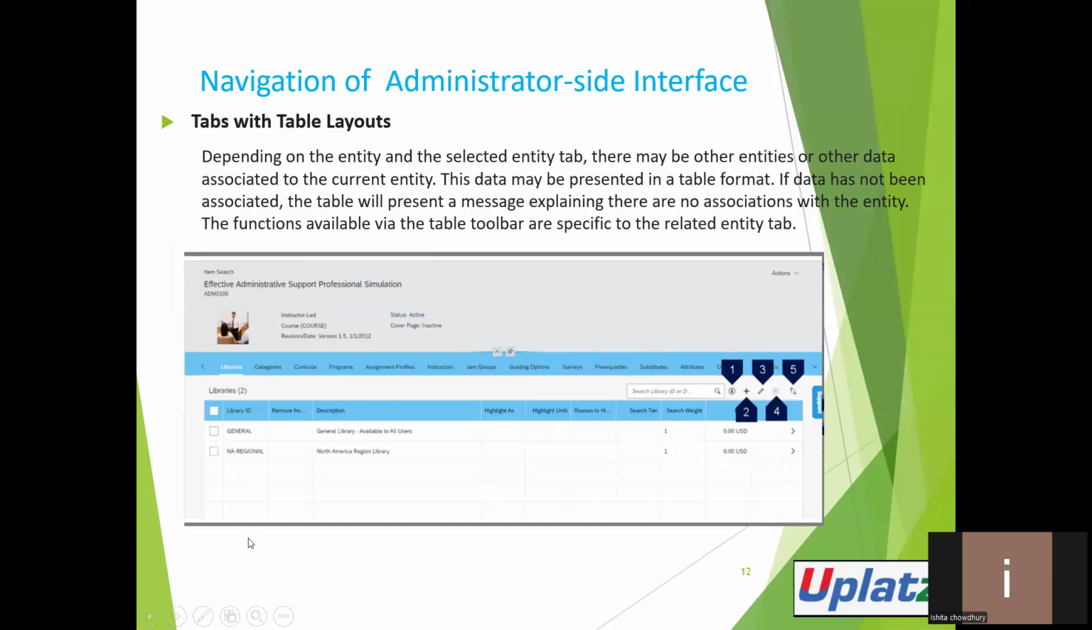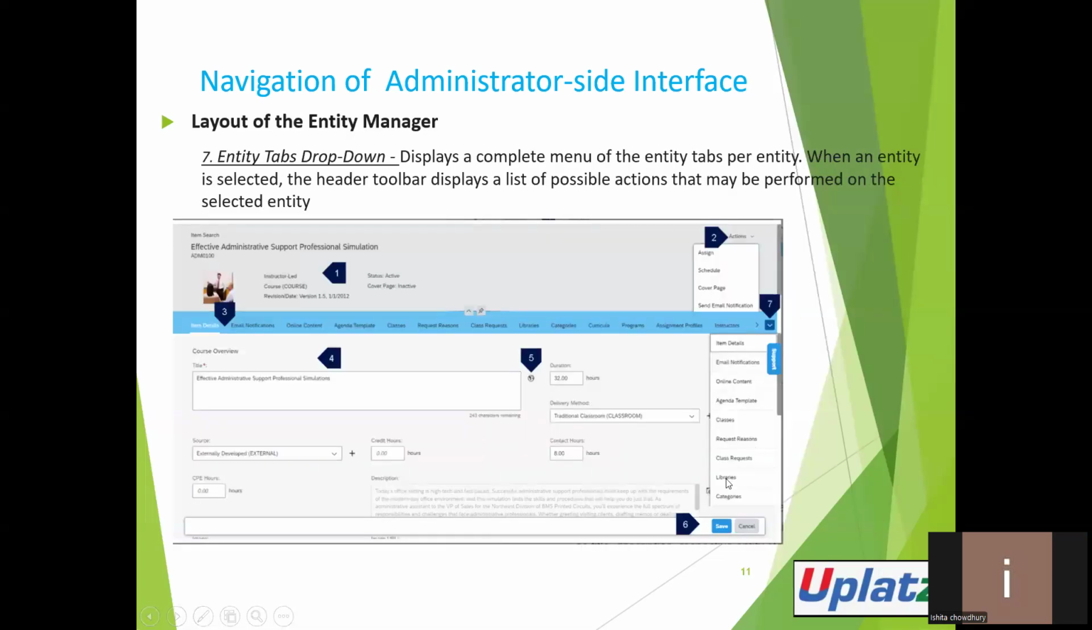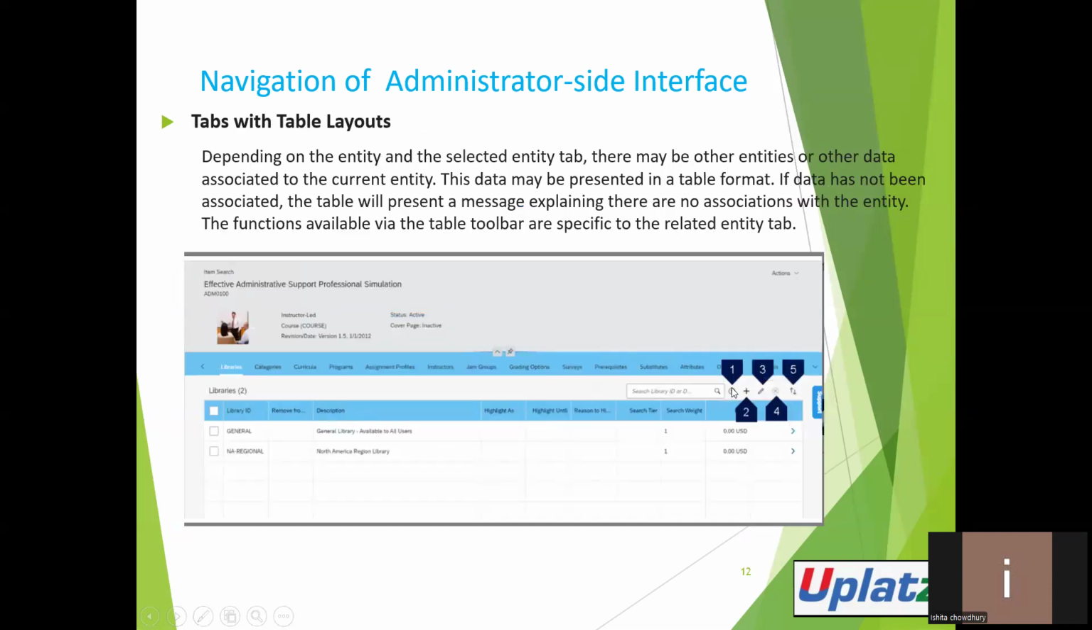We have seen something which is available as libraries over here. Under libraries, what are the various tabs? We have icons, we have a dollar, we have plus, we have pen, we have cross, we have up and down. So what does each of these tabs with table layout, or what does each of these icons represent?